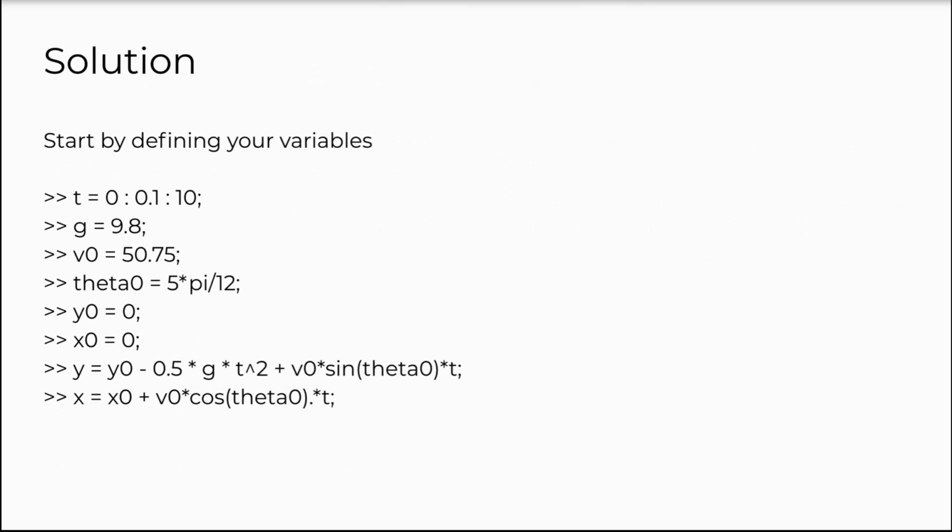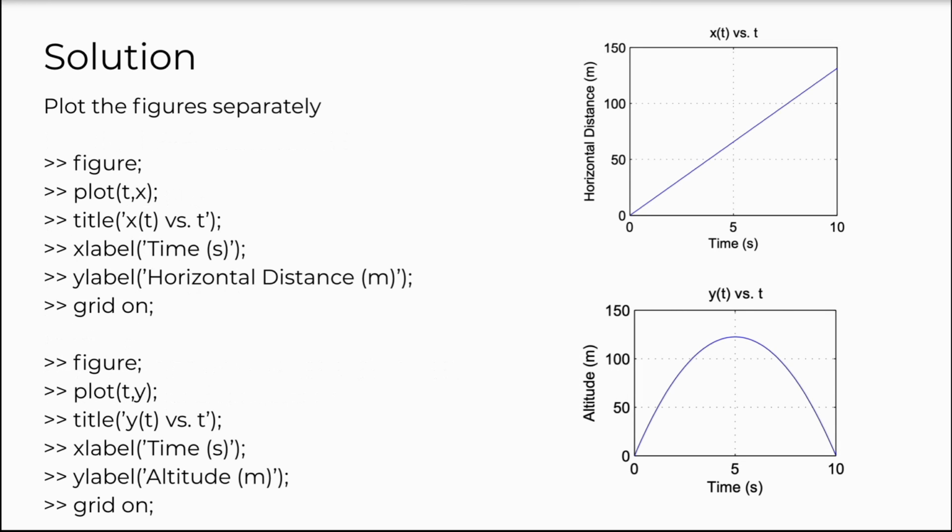Okay, so now for the solution, the first thing you want to do is start by defining your variables so that you know what you're working with. So you have your time, which you were given the vector for. You have Earth's gravity, which is g equals 9.8. v0, as you were given, was 50.75, and theta 0 was 5 pi over 12. Your initial positions were 0 and 0, and then you also want to put in your equations for both y and x into MATLAB. And then you can graph your equations from there.